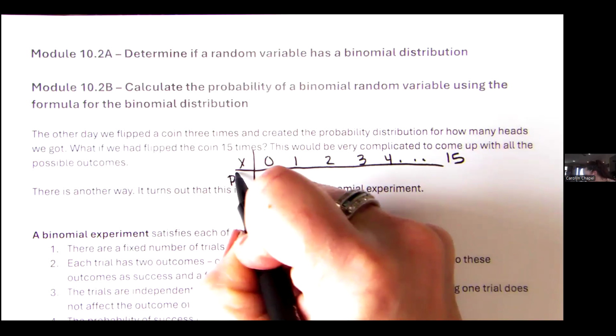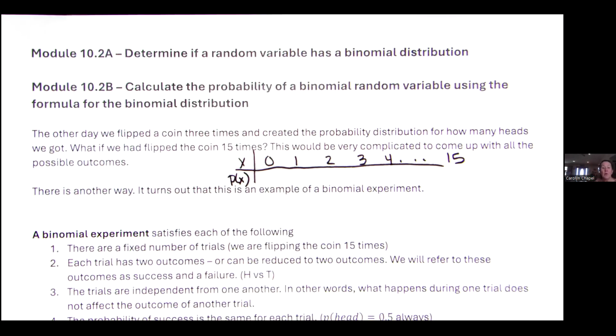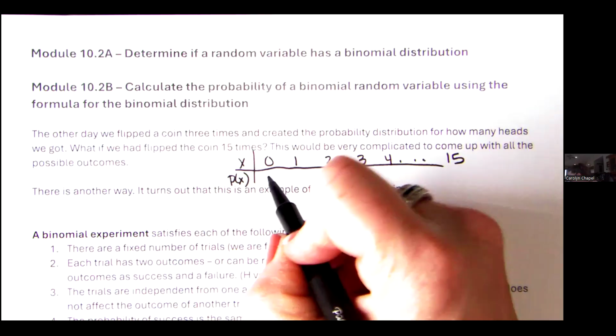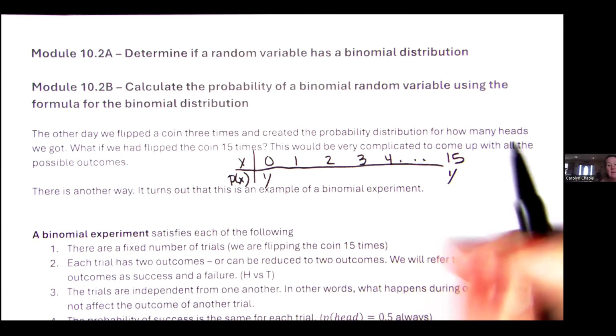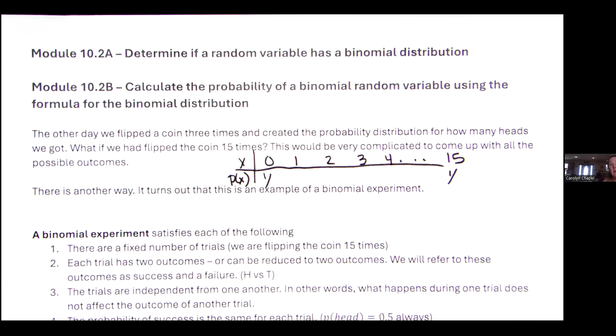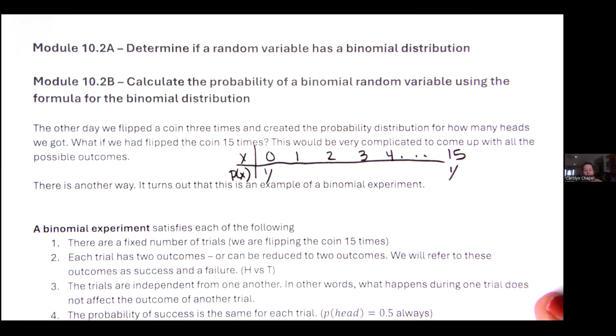But calculating the probabilities would have been a little bit more difficult because we would have had one possibility with all heads or all tails. So we would have had 1 out of however many possibilities there are. However, creating that huge sample set would take a long time. Lucky for us, there is another way to get at those probabilities, and that is because this situation does satisfy what we call a binomial.